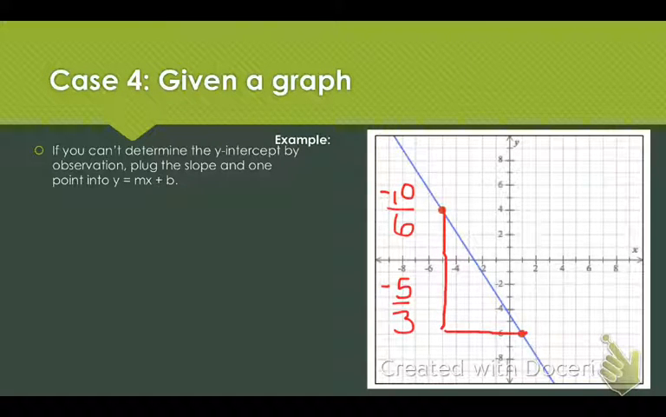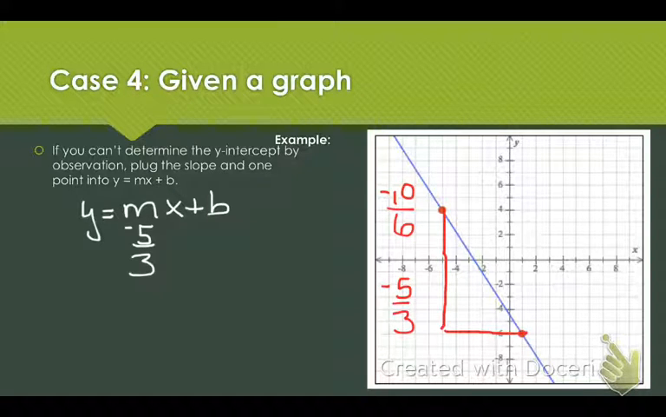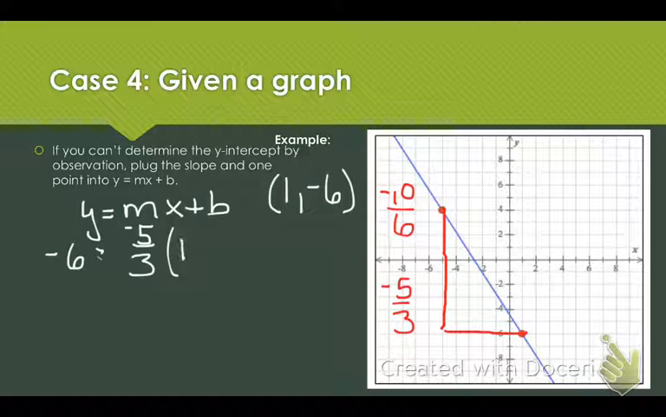So the equation of my line is going to be y equals mx plus b, and I'm going to substitute. I'm going to plug in negative 5/3 for my slope, and I'm going to use any ordered pair on the line that I can see. So I see an ordered pair at (1, -6), and that's the one I'm going to use. I could use a different one if I chose. So negative 6 equals negative 5/3 times 1 plus b, and I quickly solve for b.